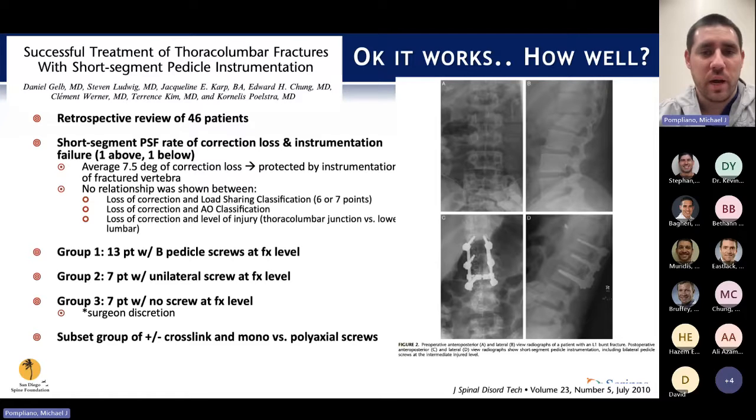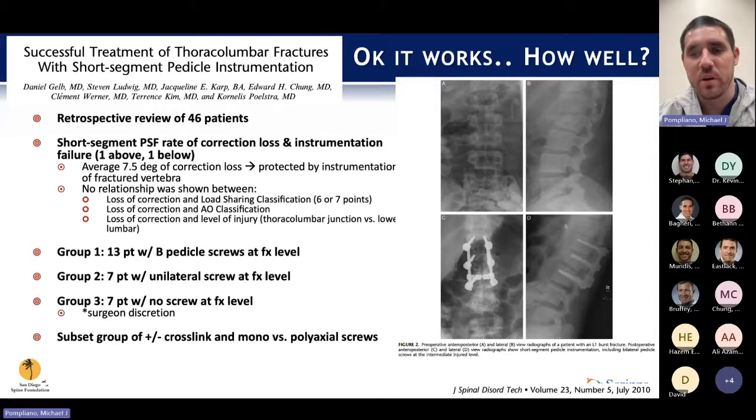So it works, but how well? Can you get away with less invasive surgery of the less invasive surgery? So meaning, can you decrease into a short segment fusion? So this is a retrospective review of 46 patients out of Maryland. They looked at a short segment posterior fusion, so 1 level above, 1 level below the injured segment, specifically at correction loss and instrumentation failure. They had an average of 7.5 degrees of correction loss, which was protected by instrumentation of the fractured vertebrae.